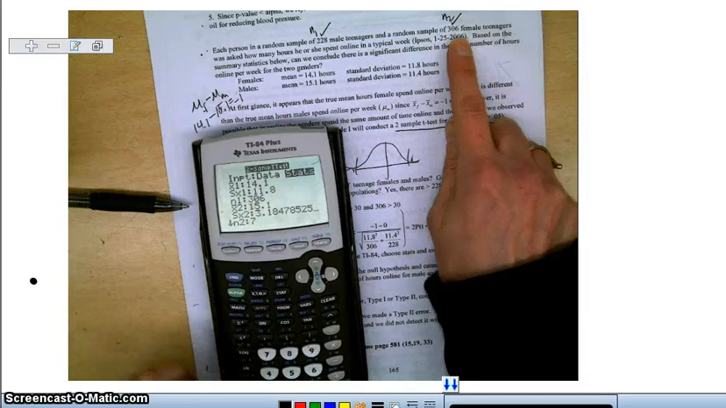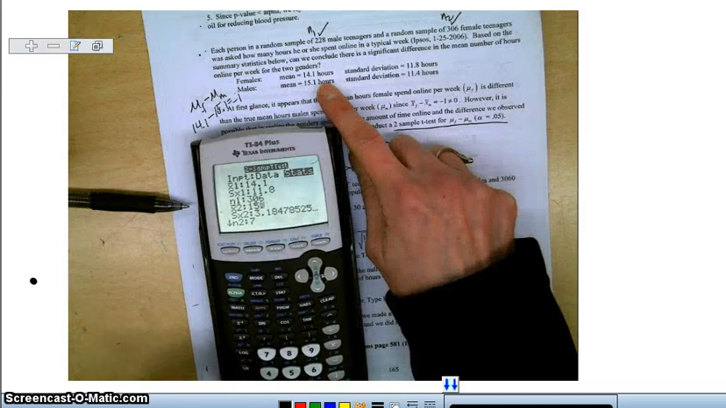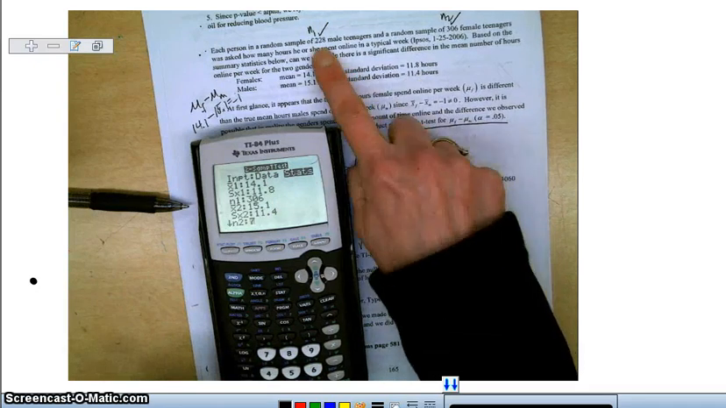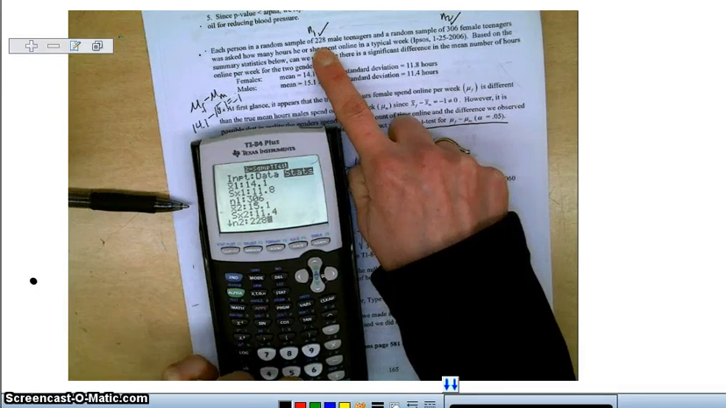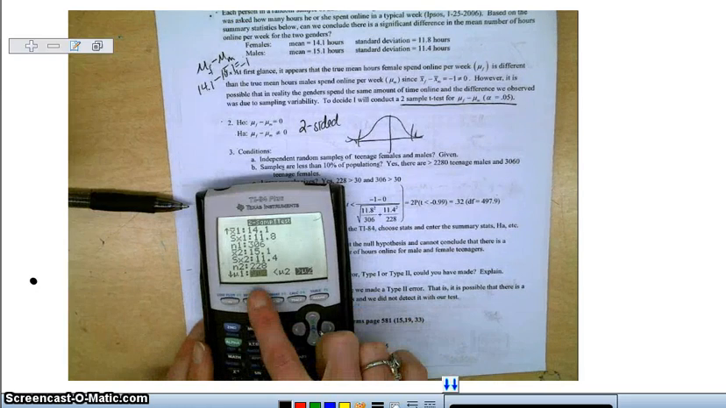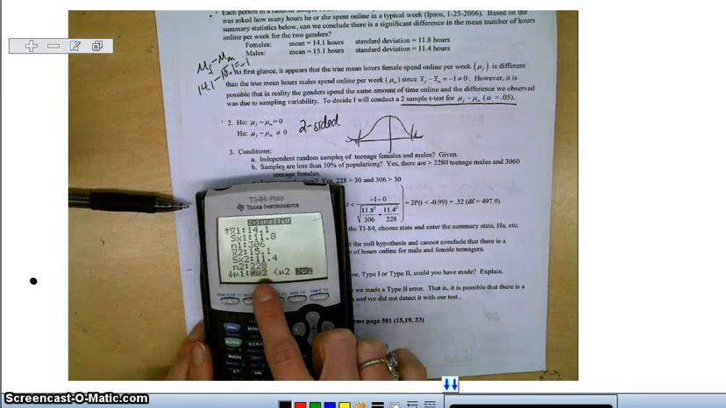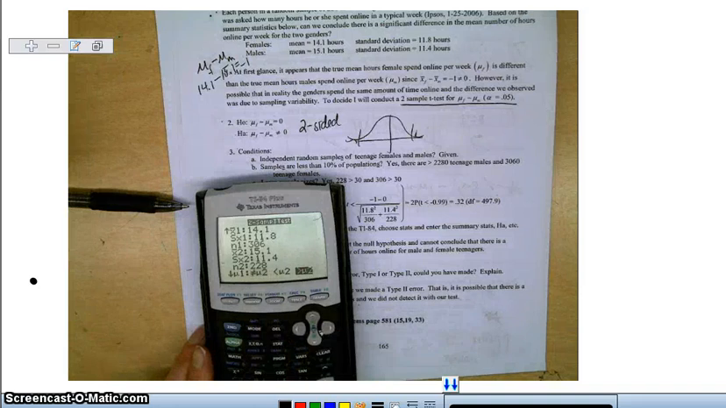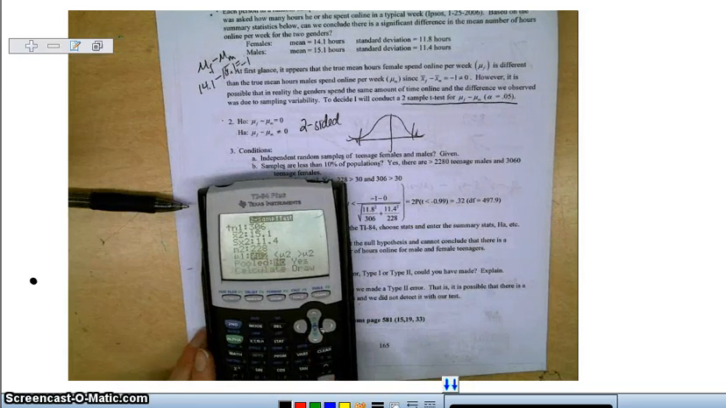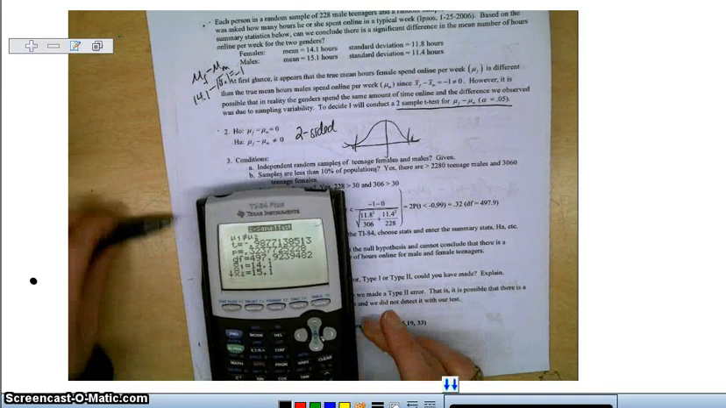And then the mean of the boys was 15.1. The standard deviation of the men was 11.4. And then N2, the male N, 228. And our null hypothesis is equal to, our alternative hypothesis is not equal to. So I highlight that one, and not pooled, and I want to calculate, and it gives me my T, my test statistic.